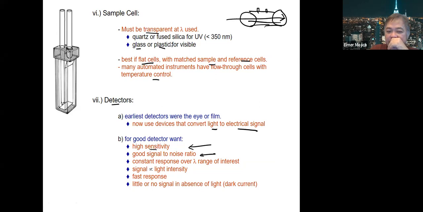Another thing that you need for a good detector is a constant response over the wavelength range of interest. And you want the signal to be proportional to light intensity. So the stronger the light intensity, the higher the signal. You want the response to be fast and, as much as possible, little or no signal in the absence of light, the so-called dark current. Are you familiar with dark current?